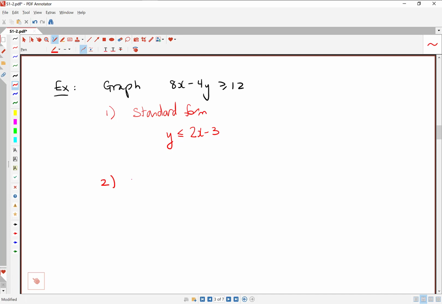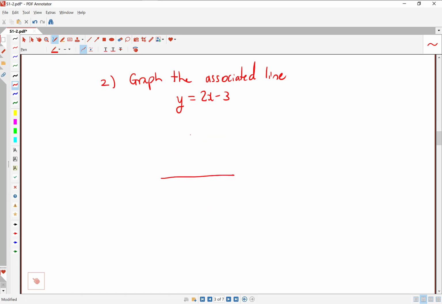Step 2 is you want to graph the associated line. So look at your standard form for your inequality and just turn that inequality into an equal sign. So the associated line is y equals 2x minus 3. And we're just going to graph that line. So let's make a quick sketch. We know that line has y-intercept negative 3, and we know it's got a slope of 2. So that means as we take a step to the right, our y-coordinate is just increasing by 2. So we're just going up by 2 each time we take a step to the right. We can just graph a few points on here. So go up by 2 and go up by 2 more, and you get this line here. That's a quick way of graphing the line.